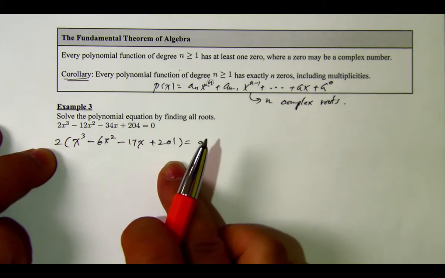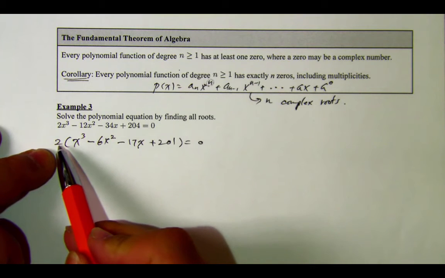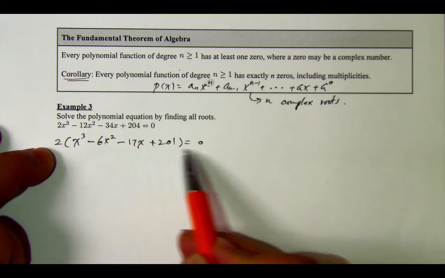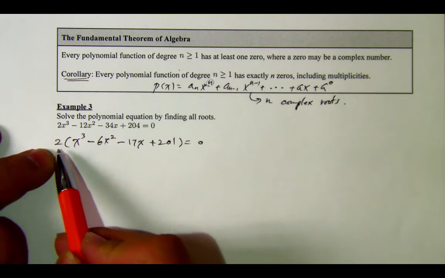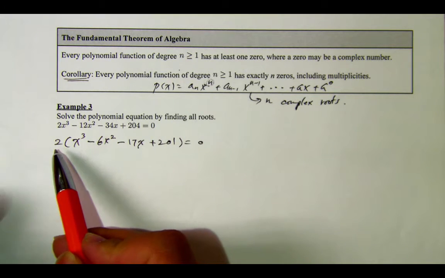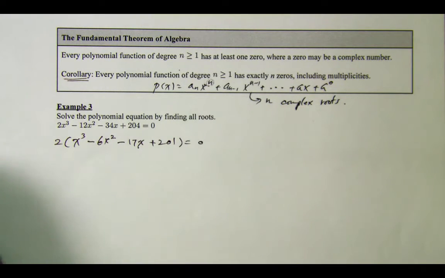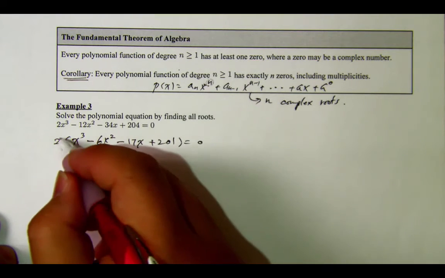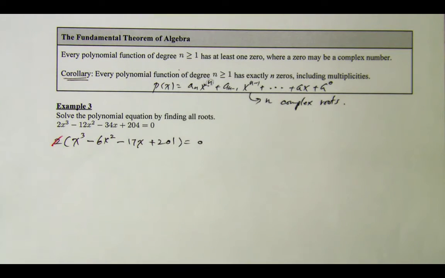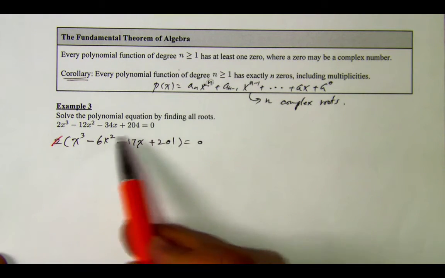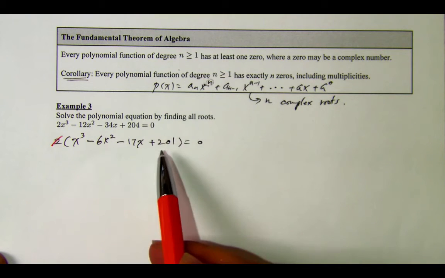But if you think about the zero property, it means that either 2 is equal to 0 or this expression is equal to 0. When was the last time that 2 was equal to 0? Answer should be never. So we just cross it off. Or another way to look at it is that we divide both sides by 2. And when we do that, that's what we get.